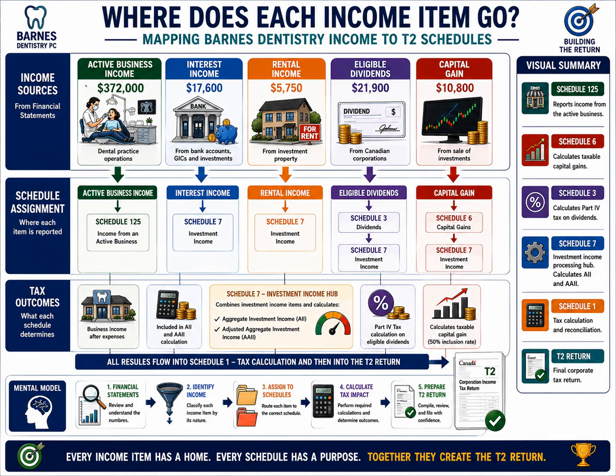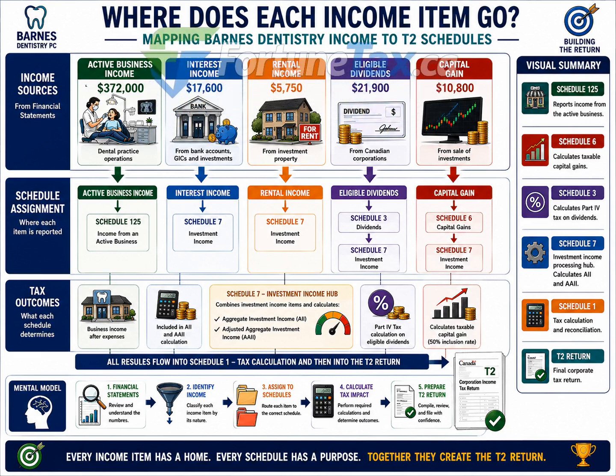The visual summary on the right side provides a useful mental map. Schedule 125 handles active business income. Schedule 6 handles capital gains. Schedule 3 handles dividends. Schedule 7 serves as the investment income processing hub. Schedule 1 performs the tax reconciliation. And together, all of these schedules create the final T2 return.